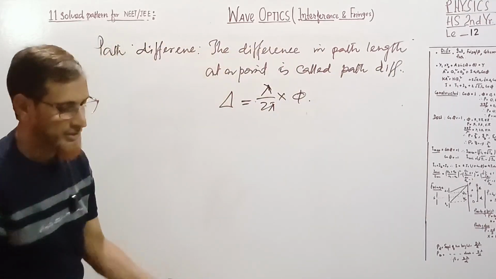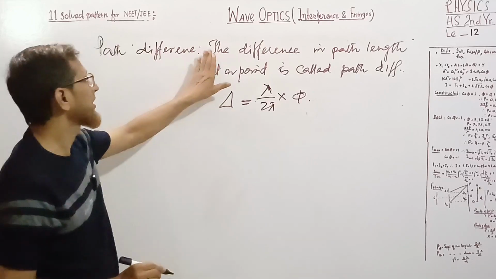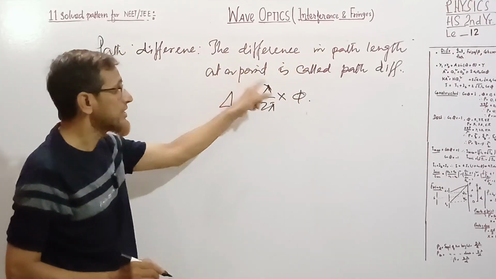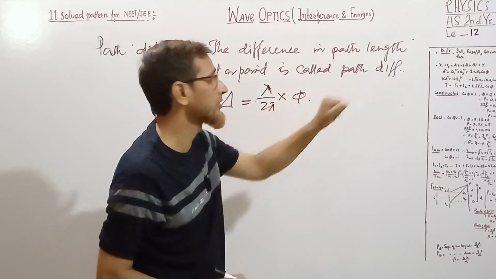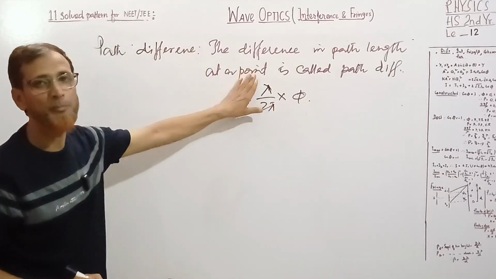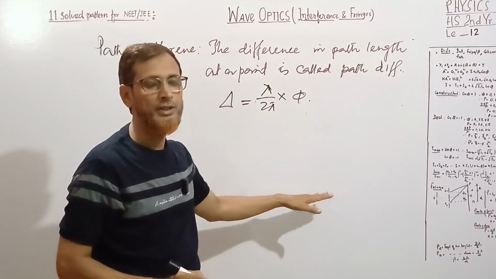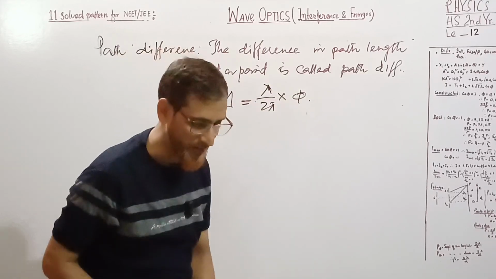Now what is path difference? Path difference means the difference in the path length at a point, and this path difference is equal to lambda by 2 pi into phi. A bit later I will tell you in detail regarding path difference.